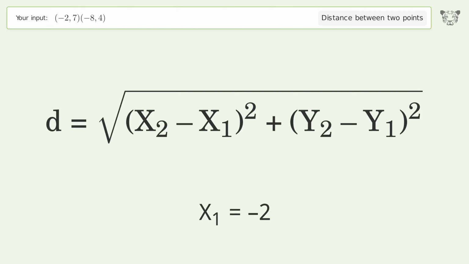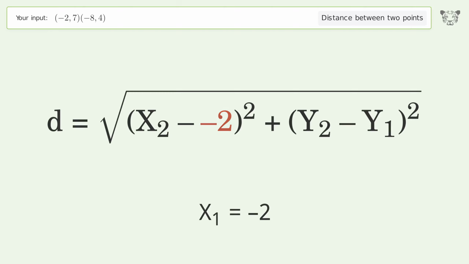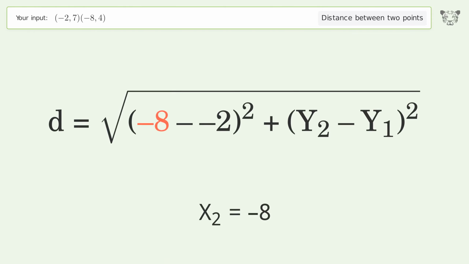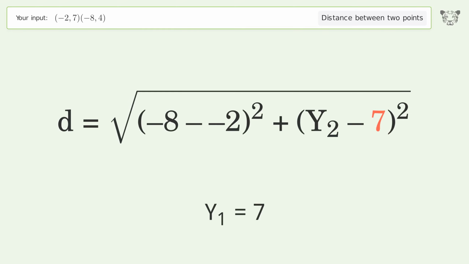x1 equals -2. x2 equals -8. y1 equals 7. y2 equals 4.